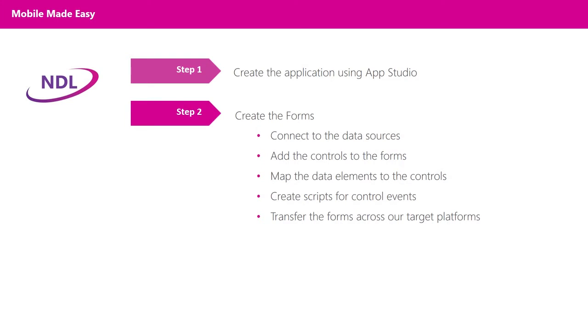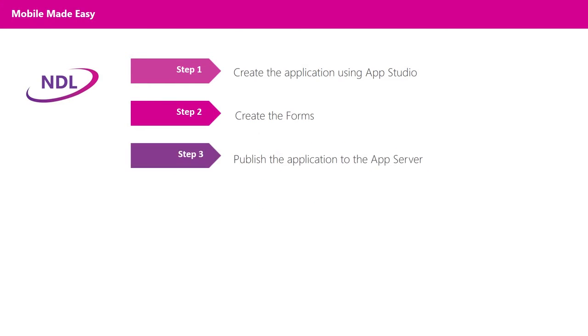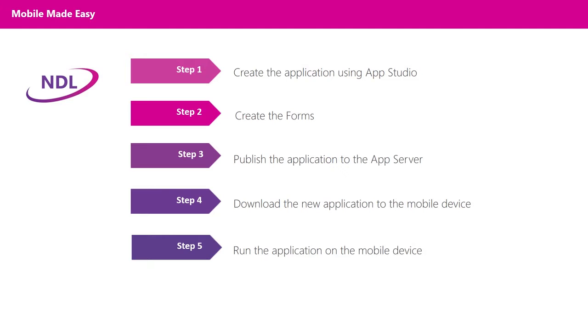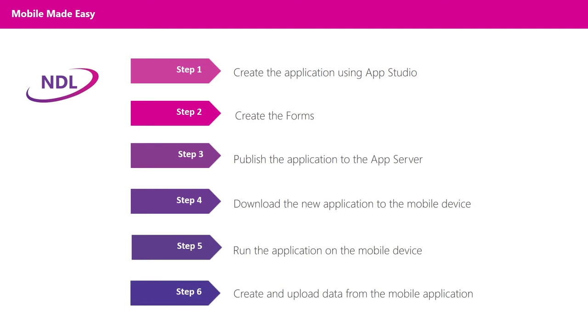And then we'll transfer the forms across multiple target platforms. We'll then publish the application to the App Server and look at the MX Management tool App Manager to see how we can control things like encryption, user access and auditing. We'll download the application to our mobile device using the MX client and demonstrate the application running. We'll then create a new case and see what happens when synchronizing the data with the back office.